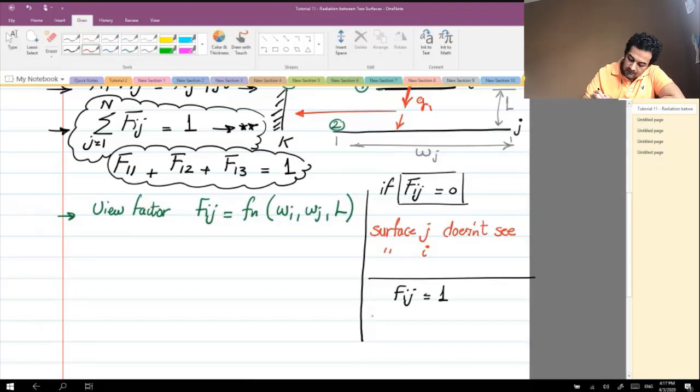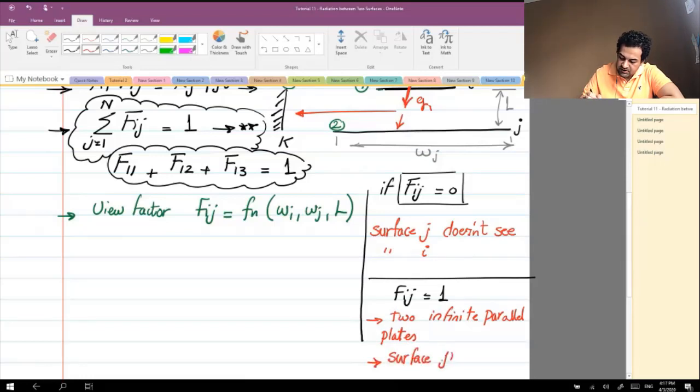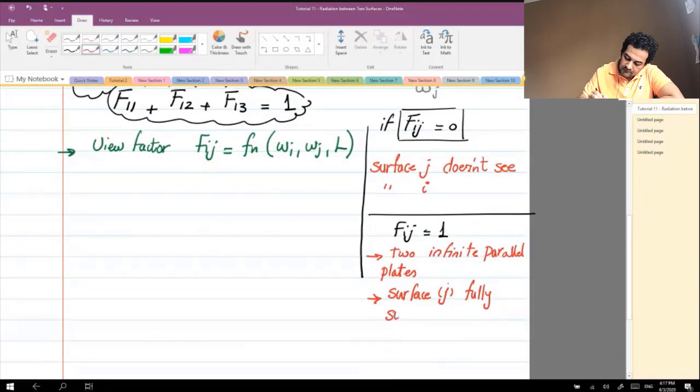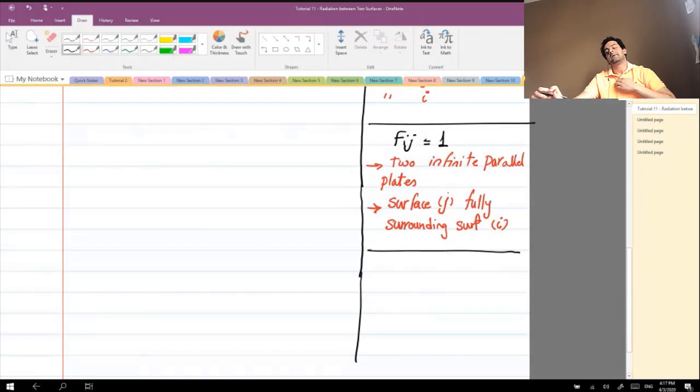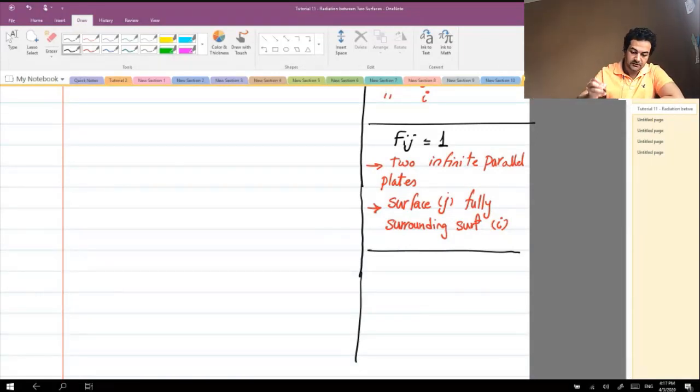In that case, it is like two infinite parallel plates, which is the most common application here, and also surface J fully surrounding surface I. So this is the second special case.